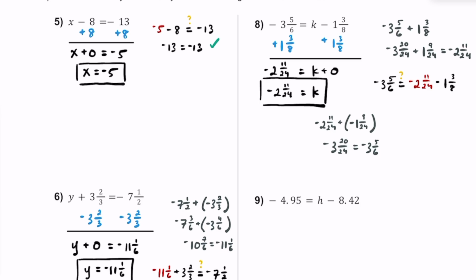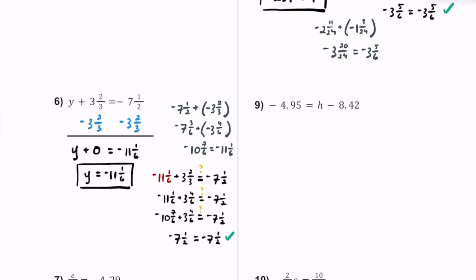Is that what we want? I think that's what we want, right? So that's good. So negative 3 and 5/6 is equal to this negative 3 and 5/6. So this does work out. So our solution of negative 2 and 11/24 must be correct.